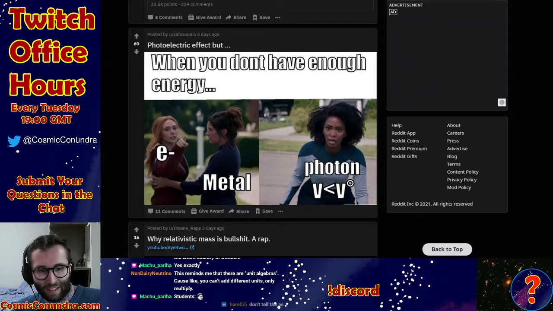Yeah, when you don't have enough energy. Photon. Oh, is that a photoelectric effect joke? Nice. Don't tell the astronomers. Oh yeah, they have some really funky units they put together.